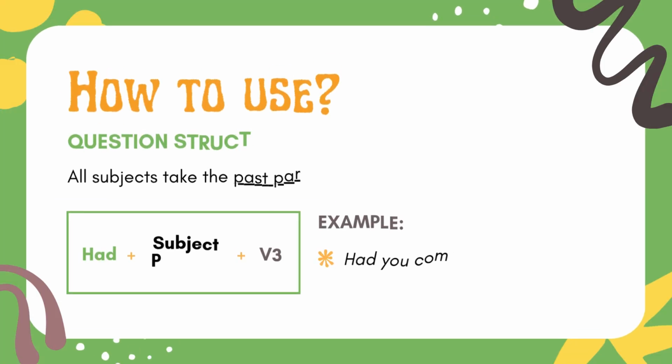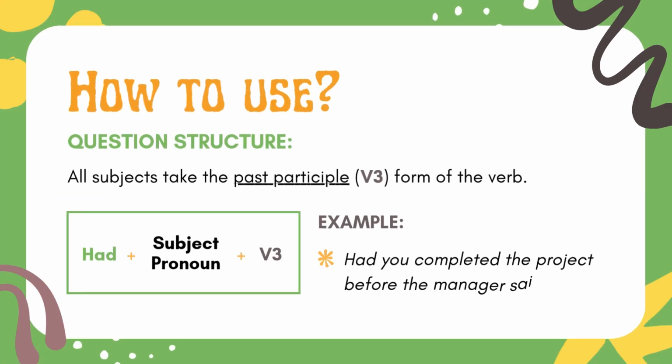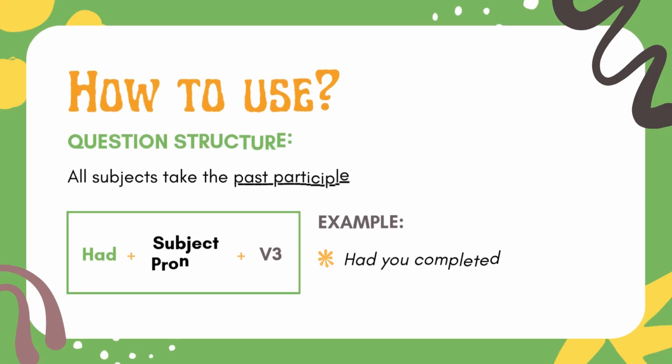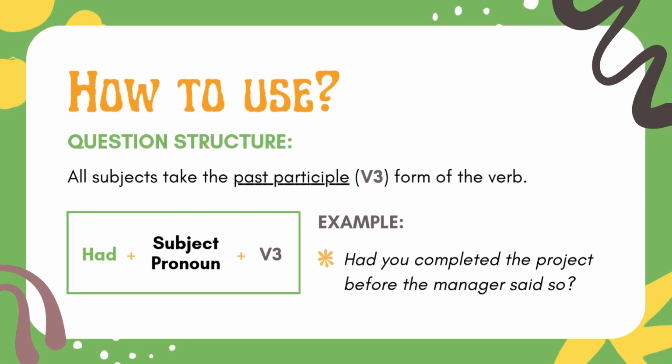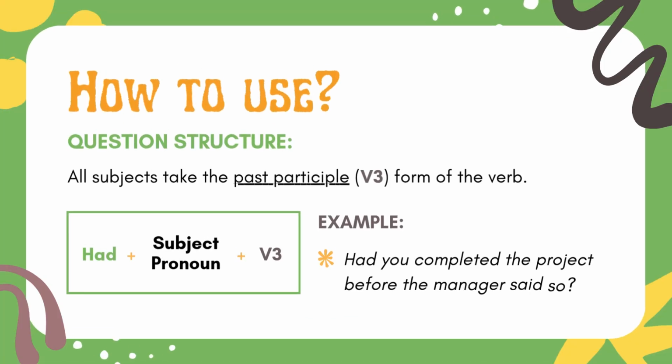How to use? Question structure. All subjects take the past participle, V3, form of the verb. Had, plus subject pronoun, plus V3. Example. Had you completed the project before the manager said so?